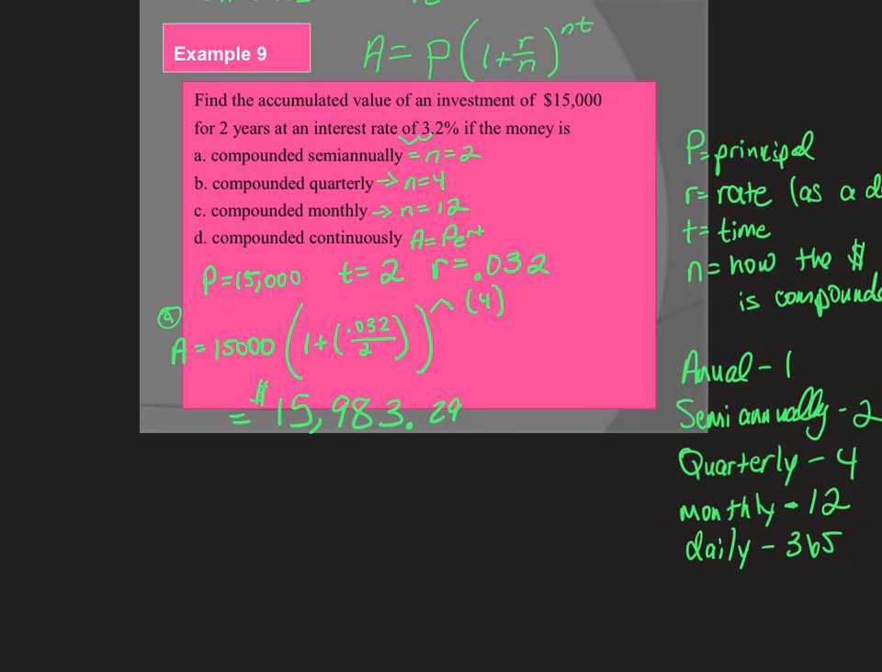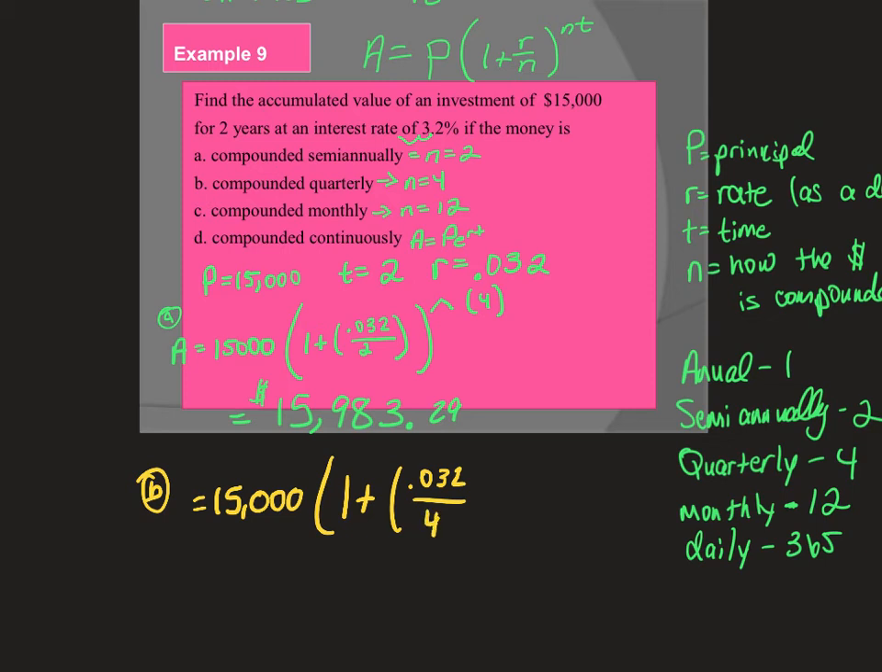All right, let's look at B. Same thing. We're still using the $15,000 that we started off with. So I have 1 plus, and this time I still have my same interest rate of 0.032. But how am I compounding in letter B?